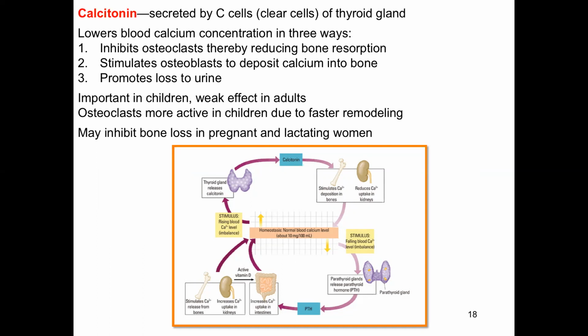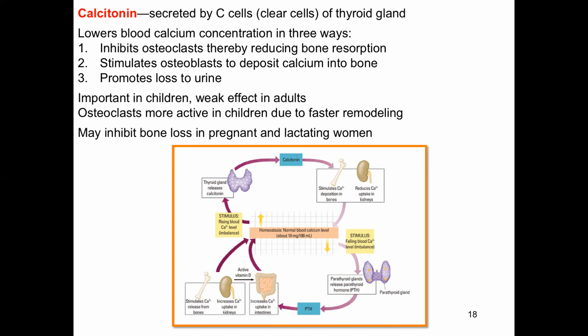And how does it do that? Well, it's going to be opposite to what we just went over for calcitriol and parathyroid hormone. So what it's going to do is inhibit osteoclast activity, therefore reducing resorption of bone. It's going to stimulate osteoblast activity to deposit calcium into the bone. And it's going to promote loss of calcium into the filtrate so that you'll just pee that out, all right?